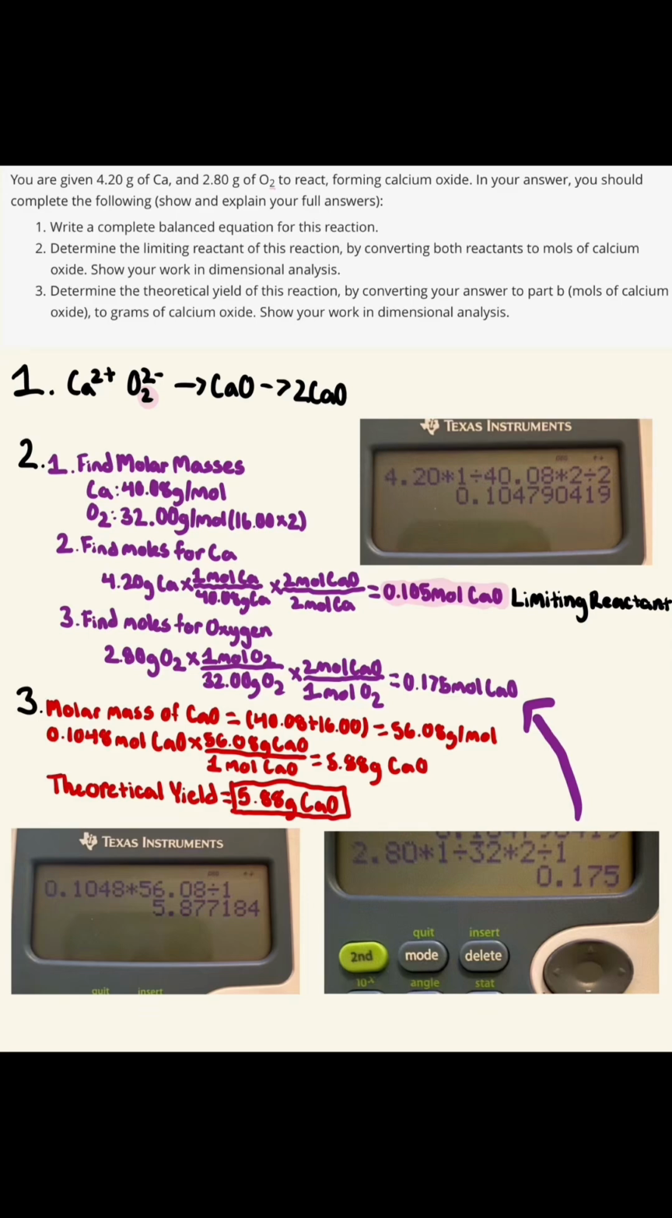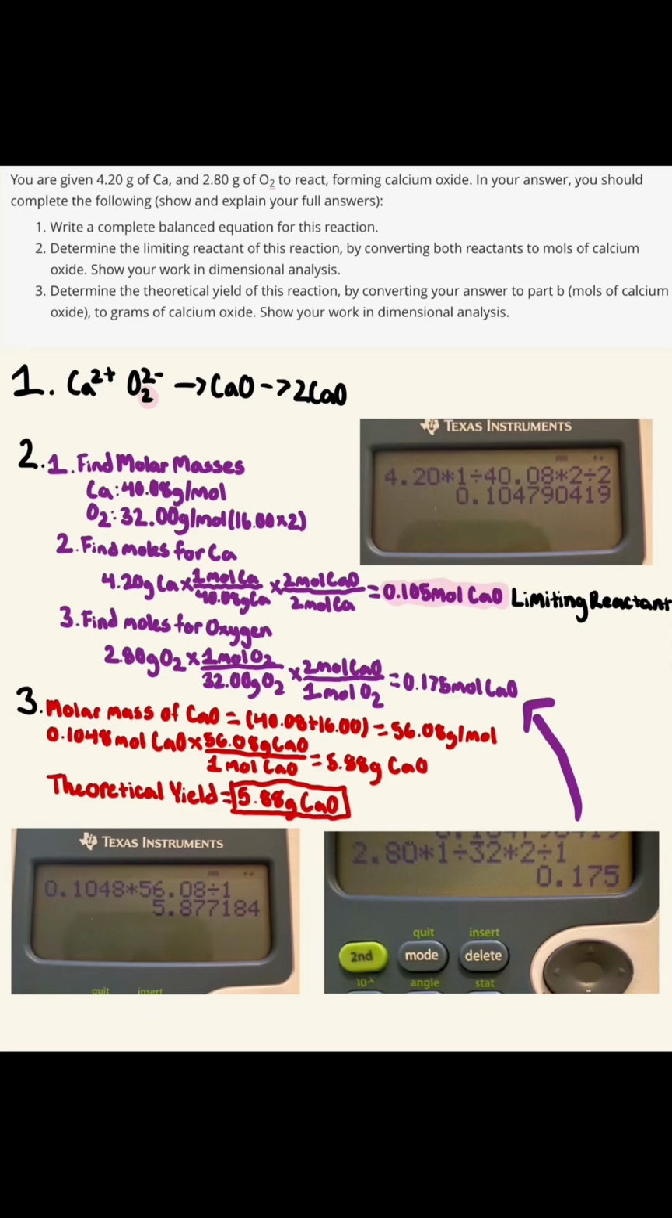And so for number 1, where you write a complete balanced equation for this reaction, calcium has a +2 charge while oxygen has a -2 charge. So they both cancel each other out, but since oxygen has that 2, you have to put that as a coefficient in front of calcium, which would give you 2CaO.